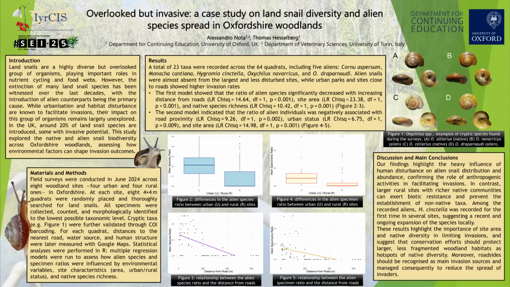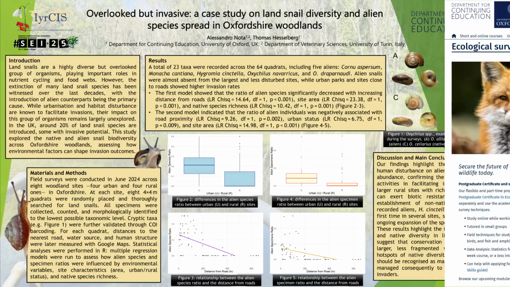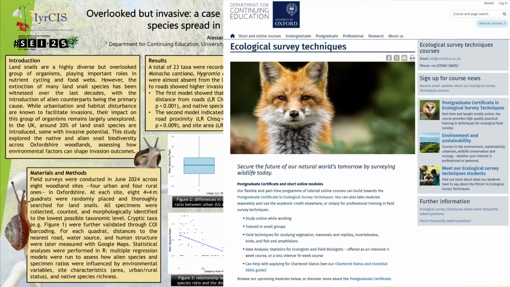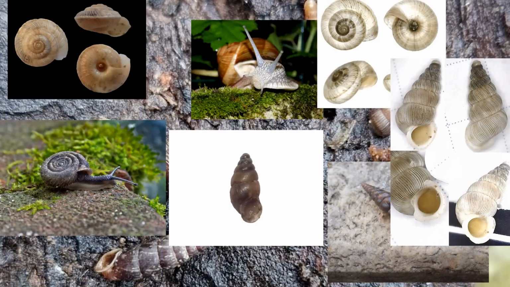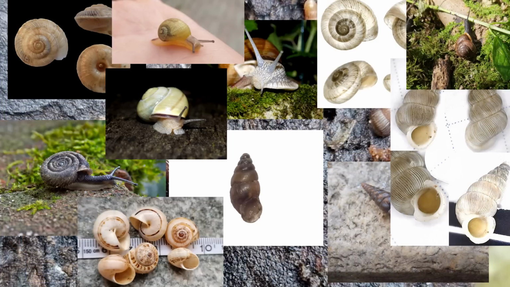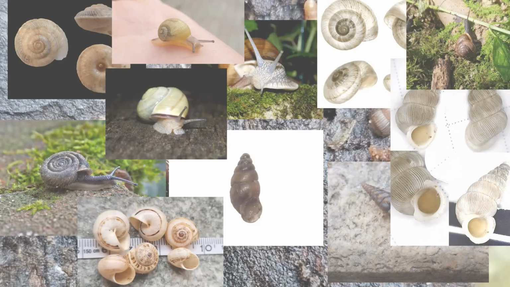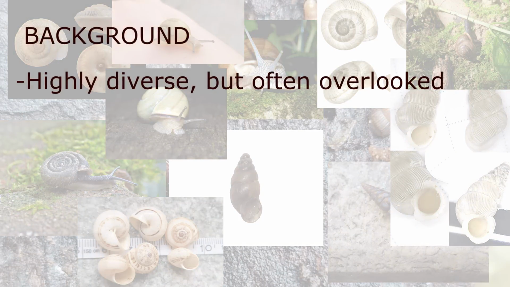Today I'm going to share with you the results of my final project for the postgraduate certificate in ecological survey techniques at the University of Oxford. For my research I studied the diversity of land snails in Oxfordshire and the abundance of alien species in different environmental conditions. Land snails are a highly diverse group of invertebrates, but due to their cryptic nature and sedentary behavior, they're often overlooked in biodiversity and invasion studies.